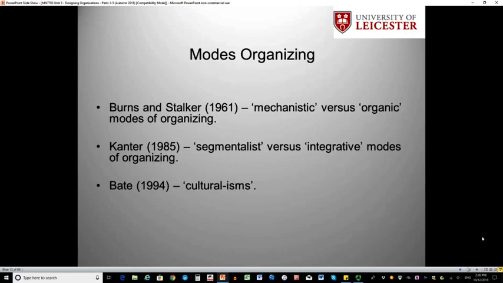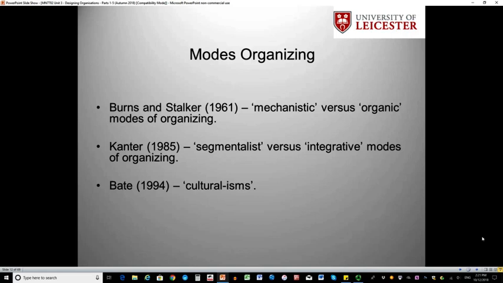Okay, so in terms of modes of organising, what I want to look at is three typologies, if you like. I'm going to predominantly focus on the first, which is one by two Scotsmen, I believe, or at least the study they did was based in Scotland, Burns and Stalker. Now, it's an old study, but it's a study and a book that has had many editions since.